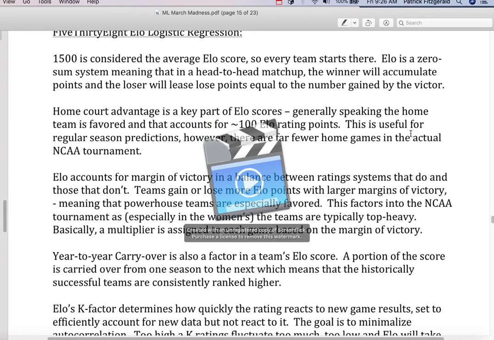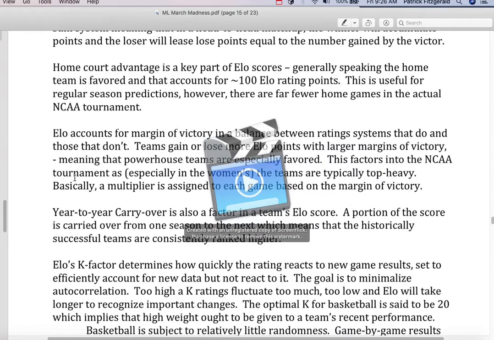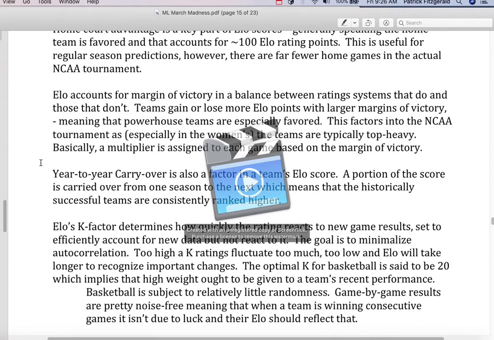So this is useful for regular season predictions. However, there are far fewer home games in the actual NCAA tournament. Like I said, many of them are played on neutral sites. So this is good for calculating based on the regular season data, but isn't necessarily going to come into play so much when it comes to the tournament. But it will help us decide our ELO ratings for each team leading into the tournament, which is going to come into the composite score at the end.